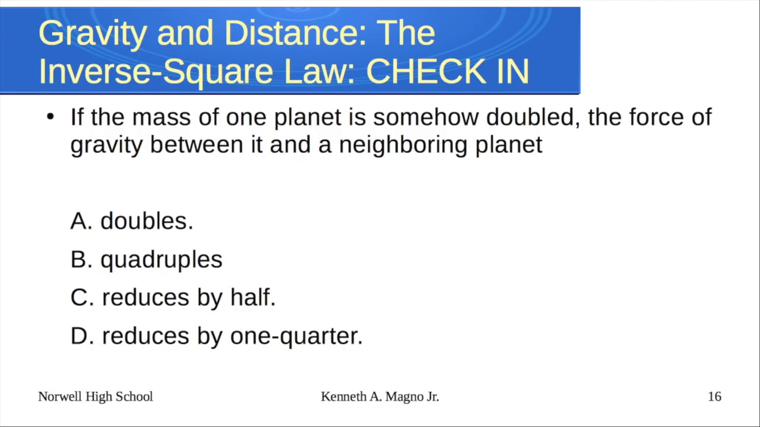So the mass of one planet is somehow doubled. The force of gravity between it and its neighbor is doubled, quadrupled, reduced by half, or reduced by 1/4. It's going to be doubled because now only one of the masses was doubled, not both.